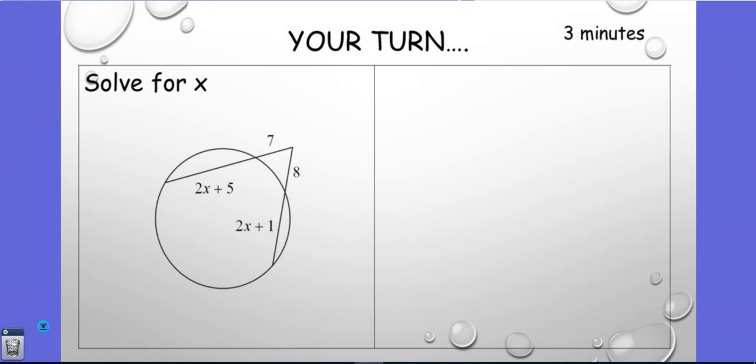So here we have a situation where we have two secants. This segment intersects the circumference of the circle right here and right here. So it intersects it twice. So that's called a secant.